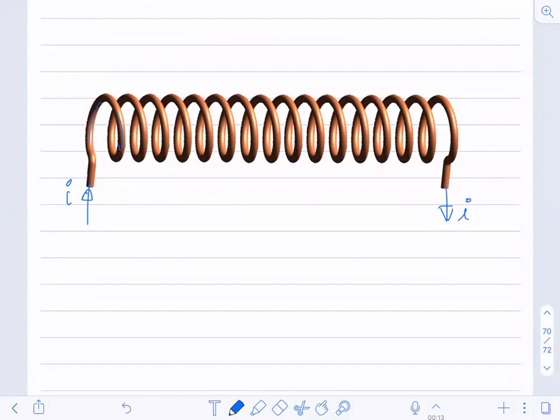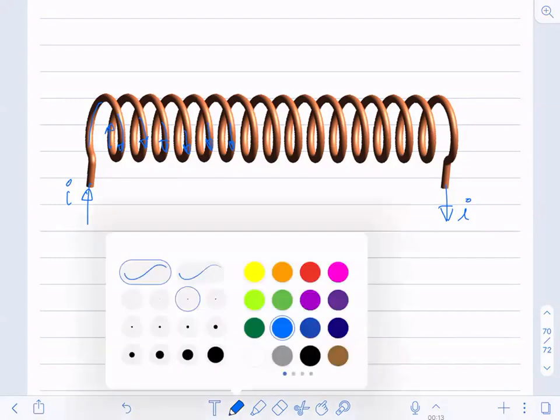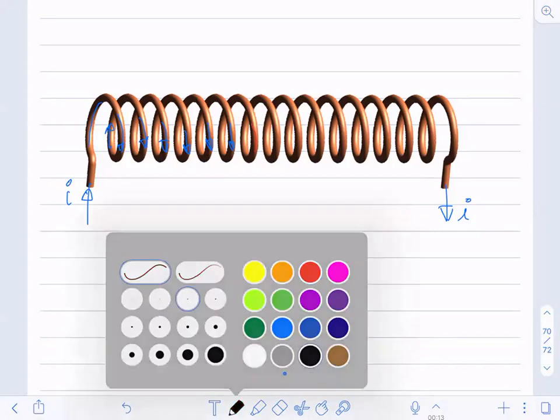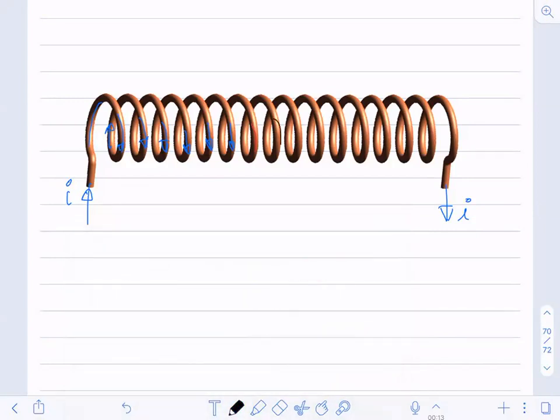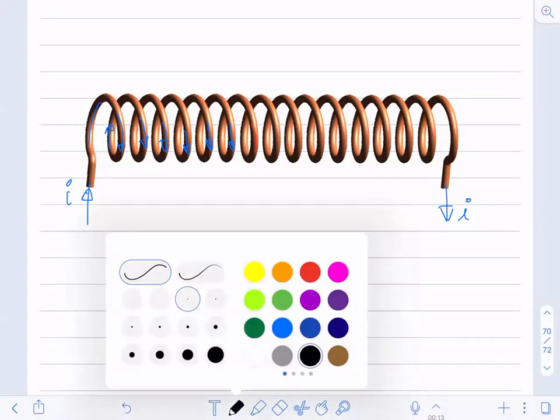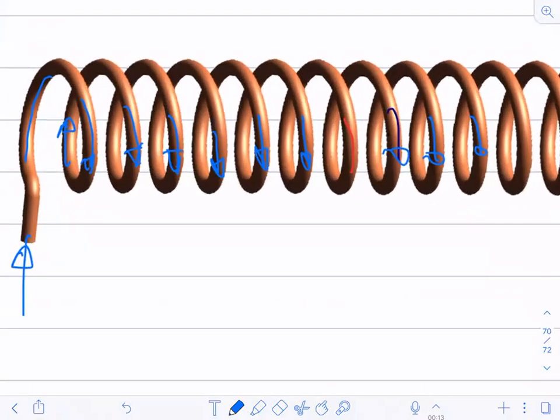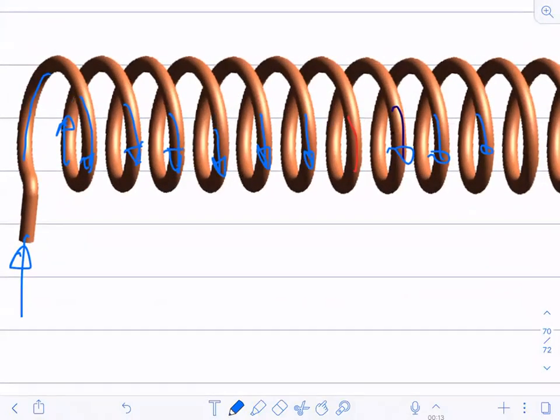It will move like this. Everywhere it will move like this. I hope this is visible to you. These lines are visible to you. Or let me try with the red color. Okay, red color is not even visible. Black. Anyway, blue is better. This way. Can you see it now? This is how the directions of currents are.